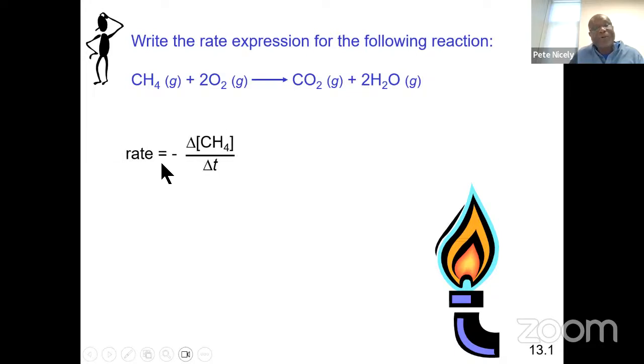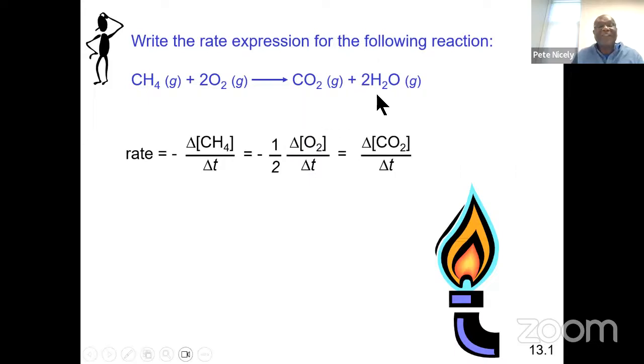The rate of the reaction will be equal to minus the change in concentration of methane divided by the change in time. Again, we use a minus sign here because methane is being used up, and that would be equal to minus half the change in concentration of O2 divided by change in time. And the reason why we have a half here is because we have a coefficient of 2 right here, right? We have 2 here, so therefore that means that we need to have 1 divided by 2 here. And then we get to the other side.